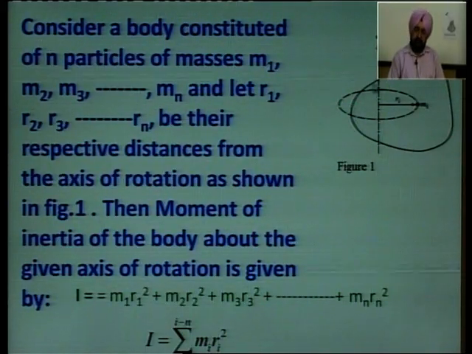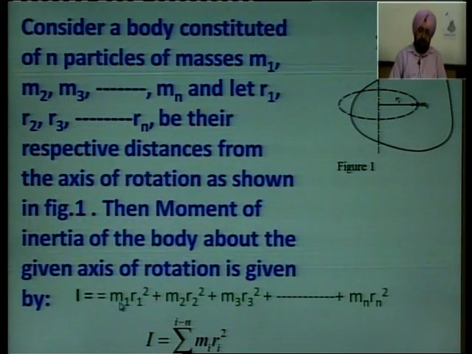Now, if we consider that this body is constituted of a large number of masses, say m1, m2, m3, mn, as I have shown here, a mass mi at a distance ri. Similarly, there may be mass m1 at a distance r1, m2 at a distance r2 and so on. These are the distances r1, r2, r3, rn etc. of the masses m1, m2, m3, mn etc. from this axis of rotation. Then what is moment of inertia?